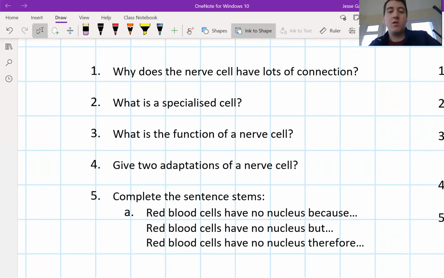So red blood cells have no nucleus because, well, why would they have no nucleus? So I might say something like, because they are adapted to carry oxygen. So red blood cells have no nucleus because they are adapted to carry oxygen. That might be a good sentence there. So what I want you to do is pause the video, you can use the one I just said, or you can use a different one if you like. And then I want you to do the other two. Okay, so pause the video and do that now.